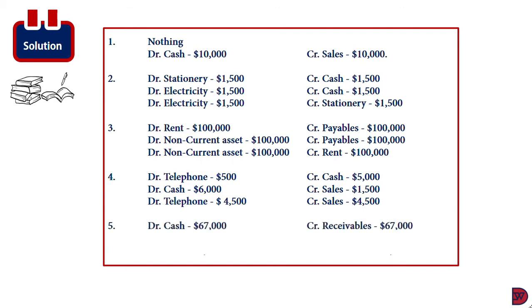Lastly, there was a debit to the cash account of $67,000 and credit to receivables account of $67,000. So here, the cash should have been debited and receivables credited with $76,000 rather. So we top it up with the difference. We debit cash and credit receivables with a difference of $9,000.